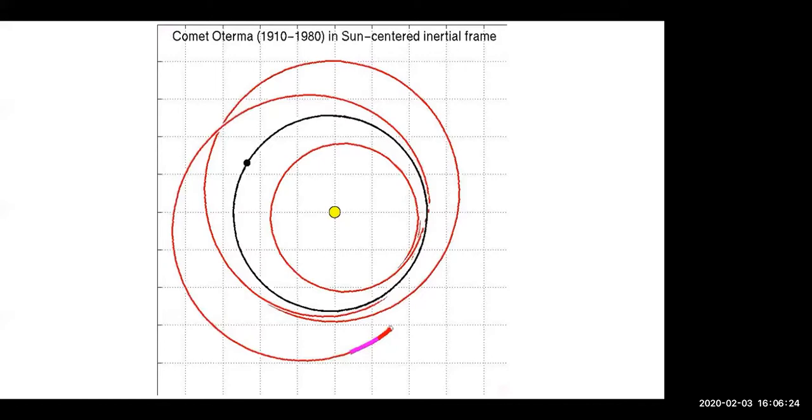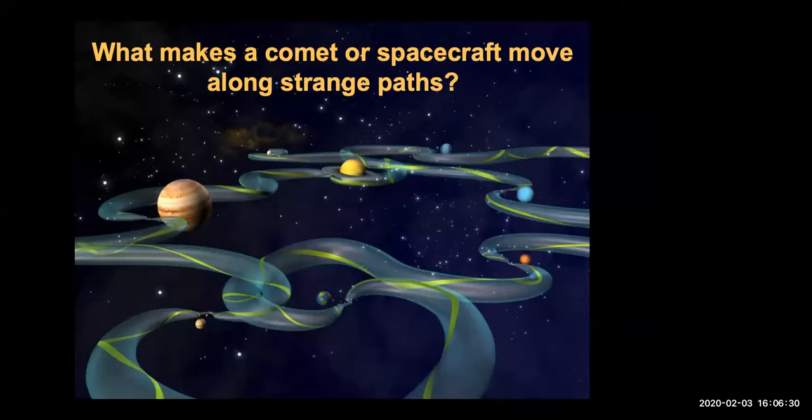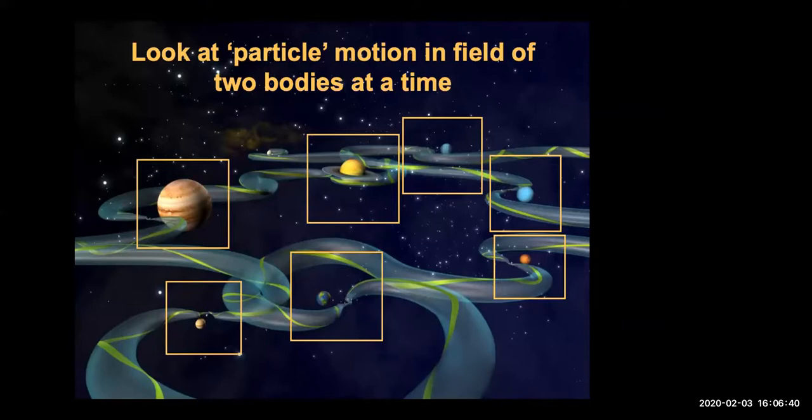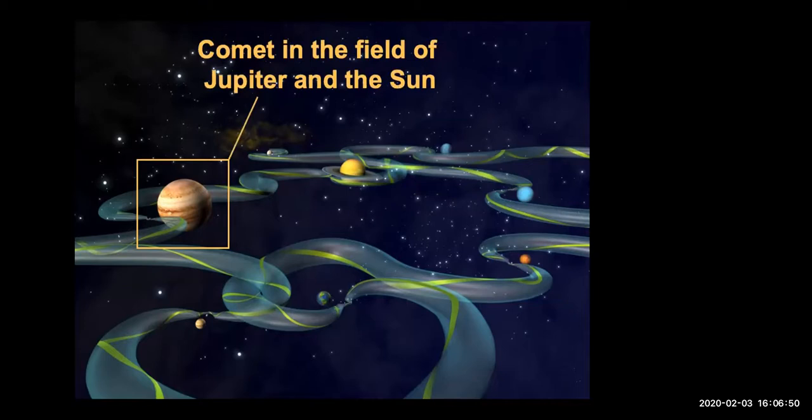And we'll eventually, hopefully, have a better understanding of what comets are doing. But what makes these things move along strange paths? We look at the motion of a particle. In this case, the comet, since it's so small compared to other bodies in the solar system, you could treat it like a particle in the field of two large bodies, in this case, the sun and Jupiter. So let's look at a comet in the field of the sun and Jupiter.